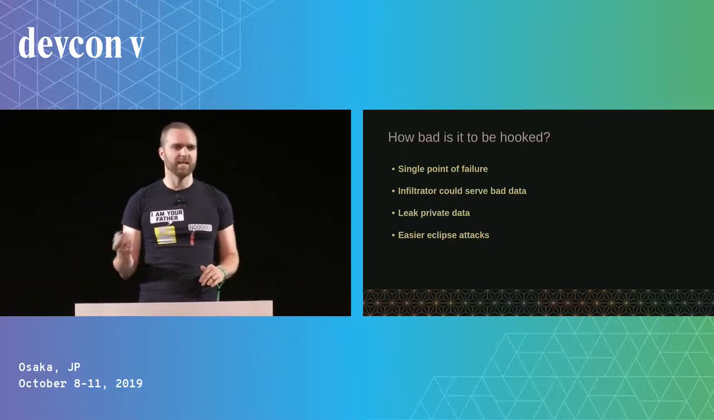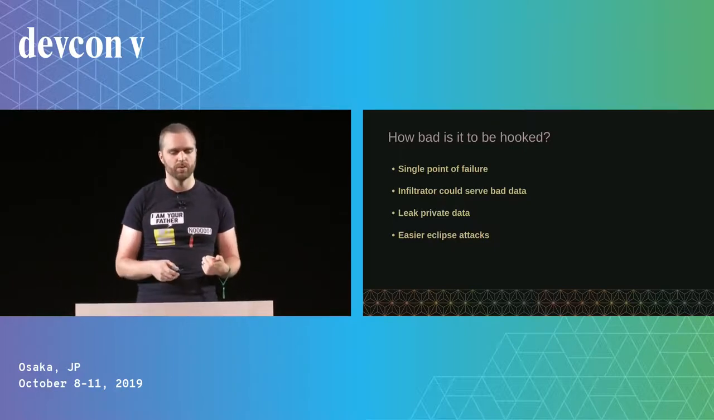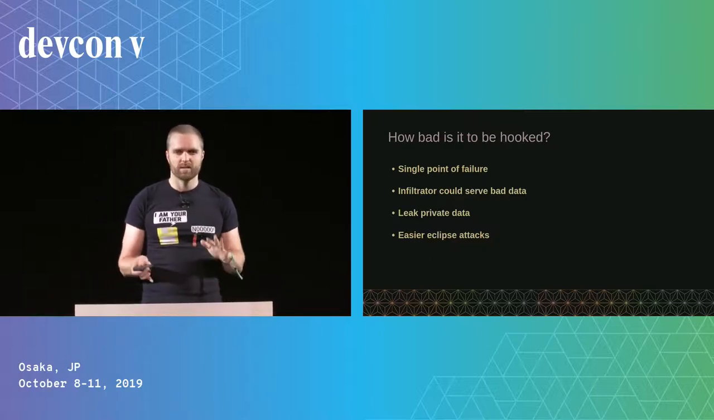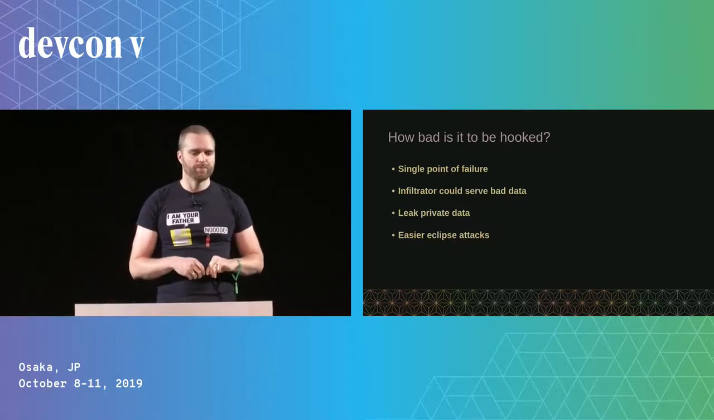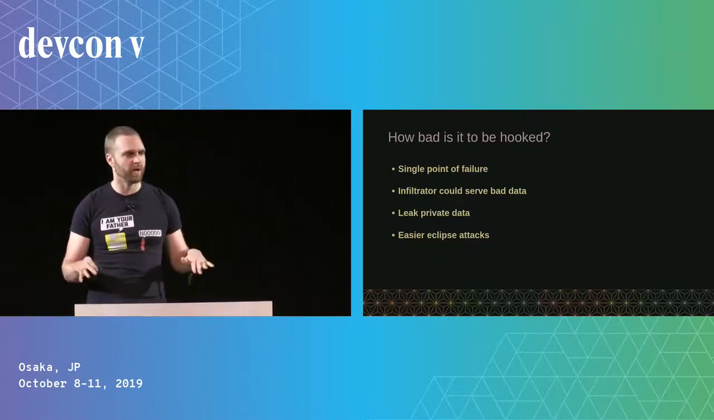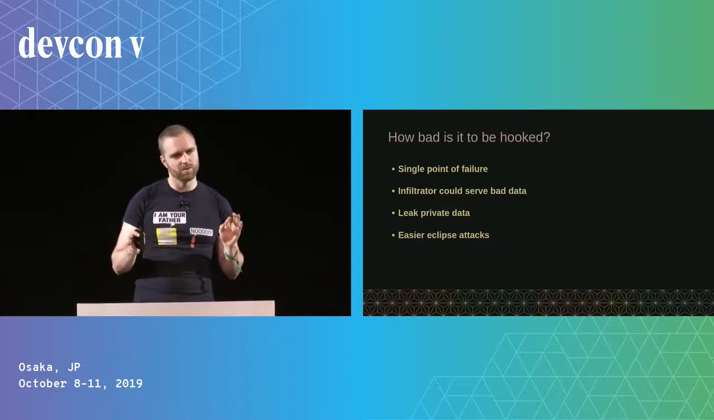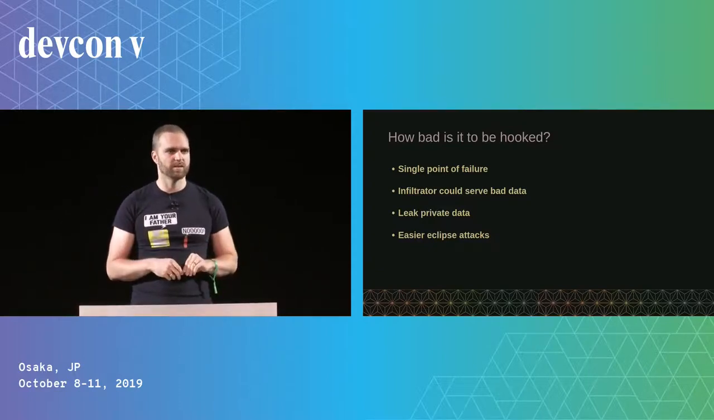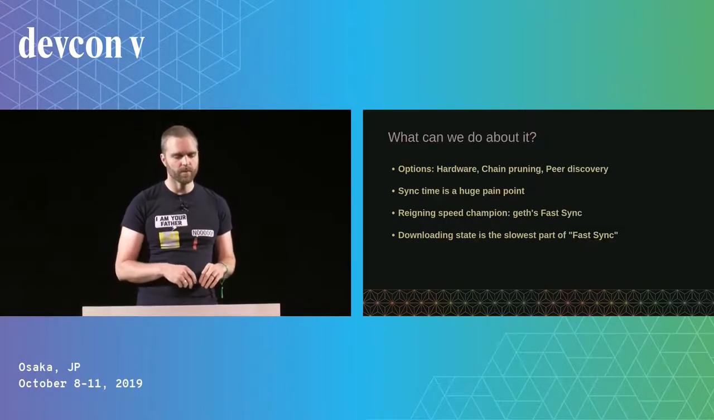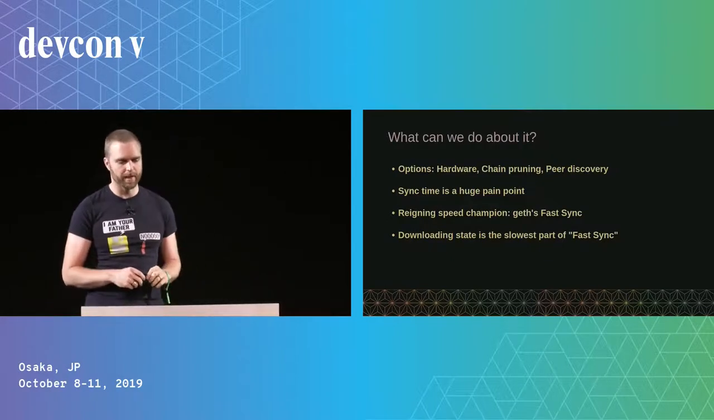And some other things like leaking private data: everything about who you are and what you're doing is going out to Infura and the other apps along the way. And slightly more subtly, the fewer people that are running nodes, the easier it is to spin up other nodes and do slight manipulations like Eclipse attacks. So it's here, it's a problem, what are we going to do about it?